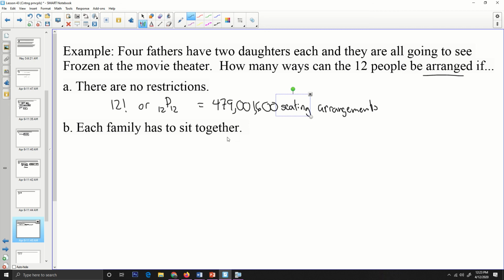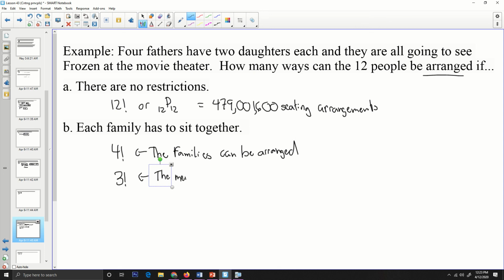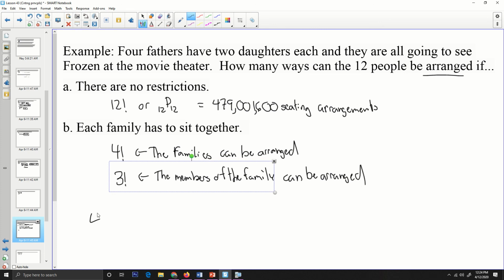So if each family has to sit together, well, there are 4 families. So the 4 families can be arranged 4 factorial ways. And then, since there are 3 people in each family, there are 3 factorial ways the members of the family can be arranged. And so together, there are 4 factorial ways that the families can be arranged, and for each way that the family can be arranged, it has 3 factorial ways to arrange the members of the family.